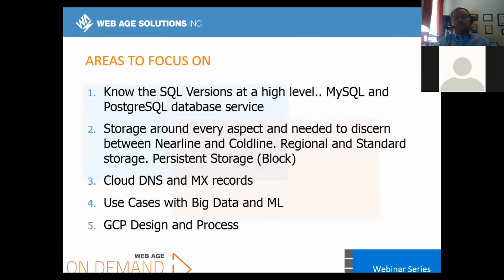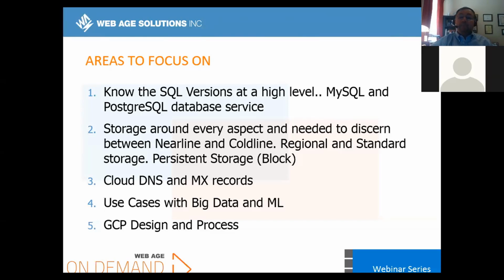Storage. Okay, storage is going to be tested heavily. I did an old presentation on the old exam. I haven't had time to update it for the new exam, but I want to say the new exam is probably going to be about 12% around storage. And that's going to be cloud storage, persistent storage, but also BigQuery, data warehouses as well. So the data services are heavily tested.